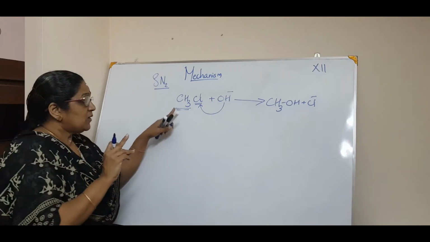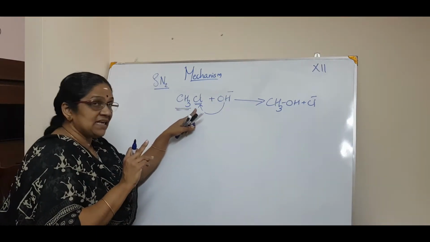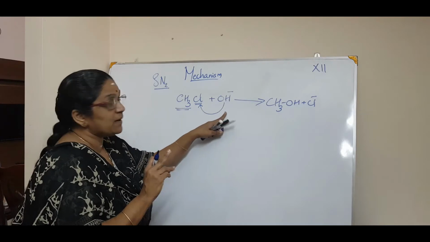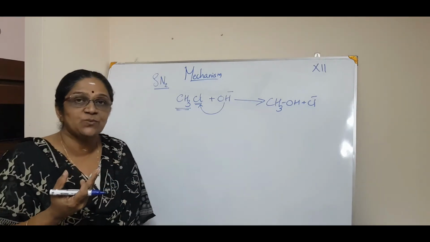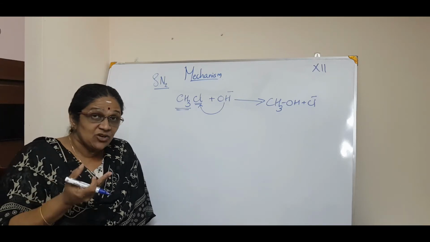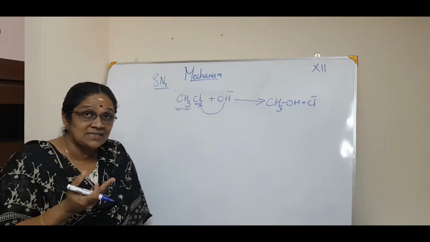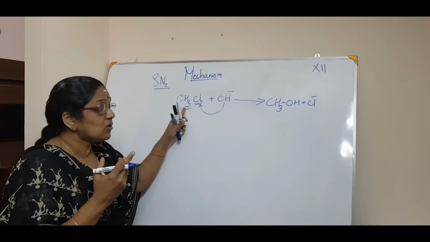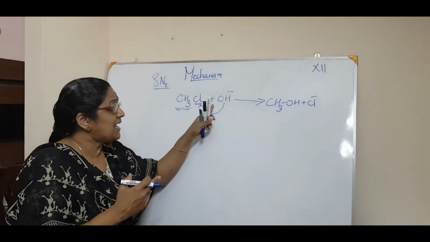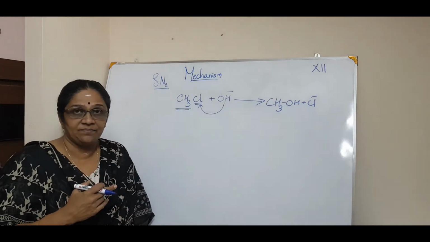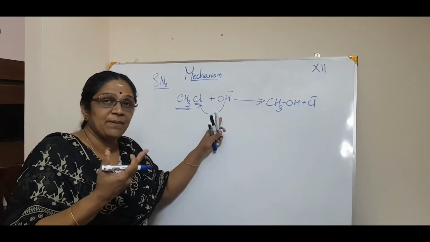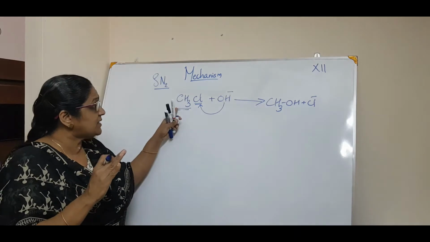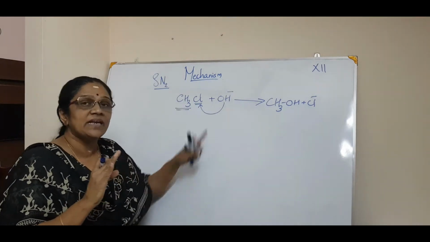So which means what? Both CH3Cl as well as OH minus take part in the reaction. Take part in the reaction means that the rate of the reaction, determined by kinetics, depends on both the concentration of CH3Cl as well as the OH minus. You got it? That is, the rate of a bimolecular reaction depends on both the reactants.